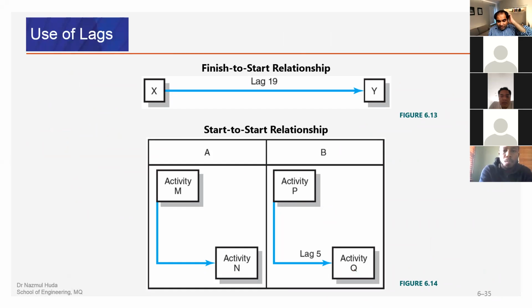So, start to finish relationship. Say for example, we have use of lags. We have multiple activities. In example A, this is a start to start relationship.